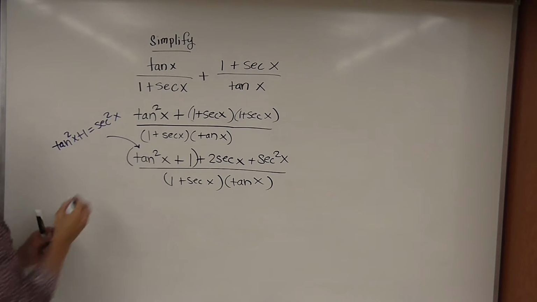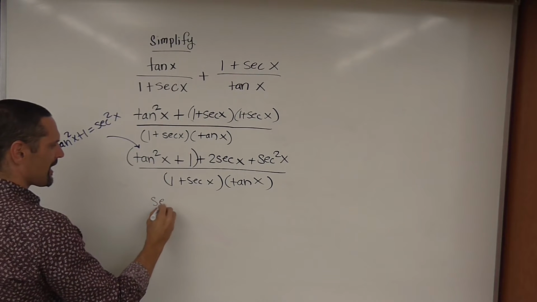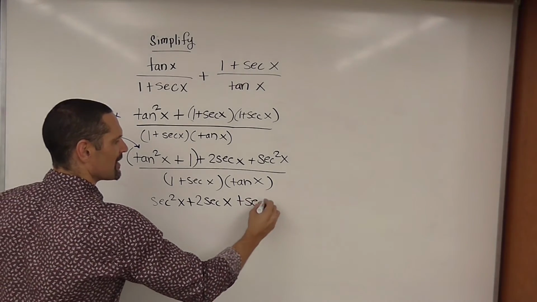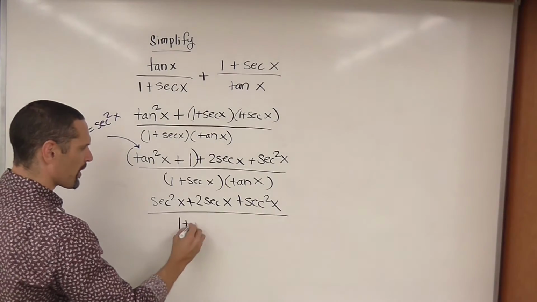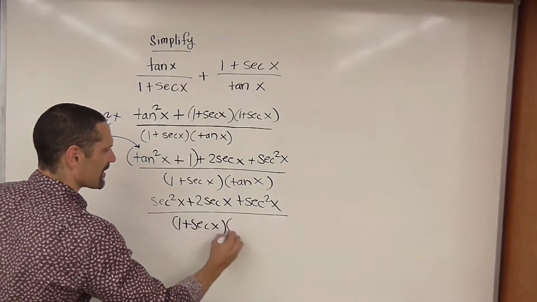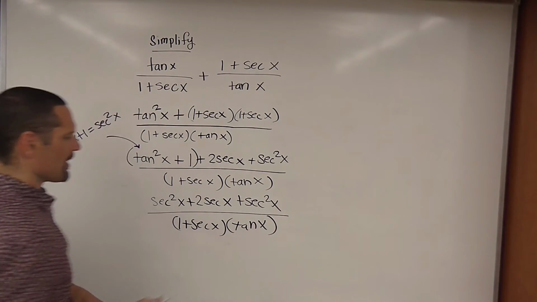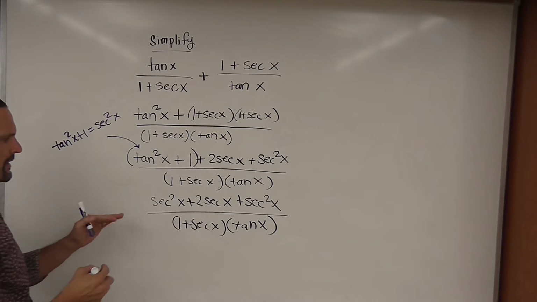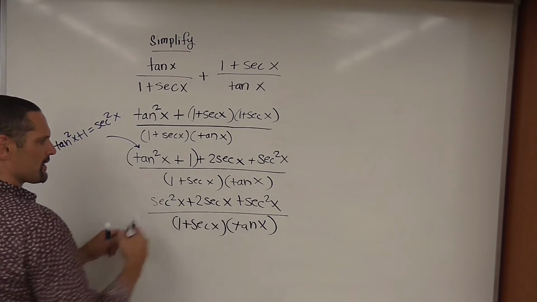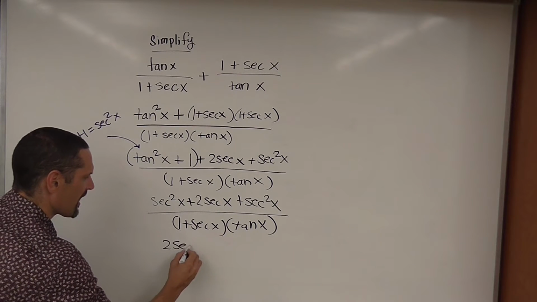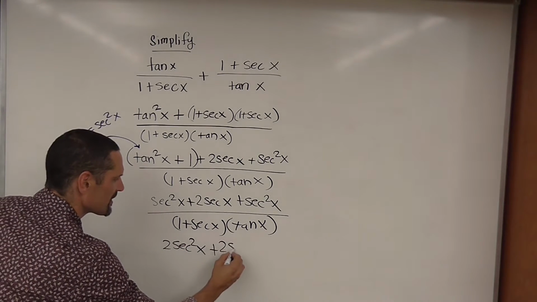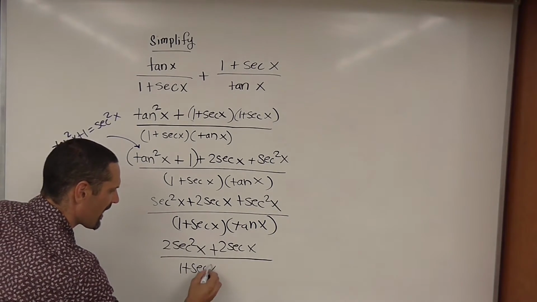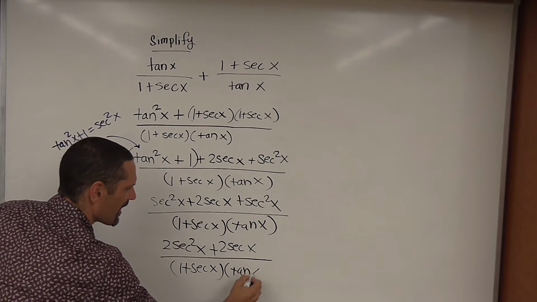is that tangent squared x plus 1 is secant squared x. So we can make a substitution there and get secant squared x plus 2 secant x plus secant squared x all over 1 plus secant x tangent x. So far, that's what we have there. Now, what we're going to do is combine these two and get 2 secant squared x plus 2 secant x over 1 plus secant x times tangent x.